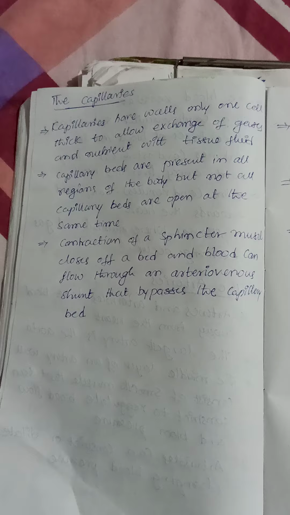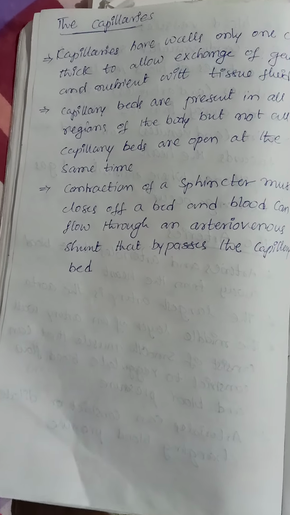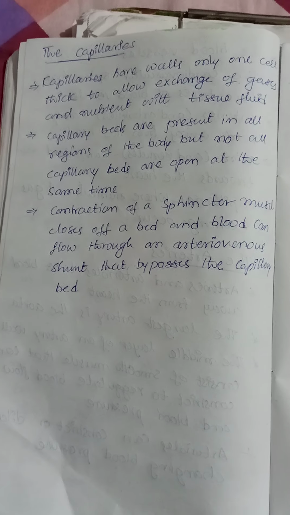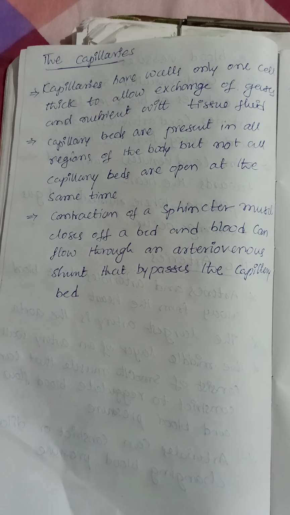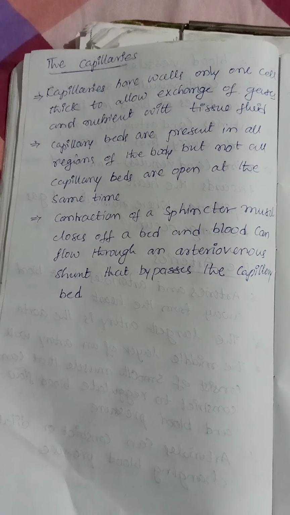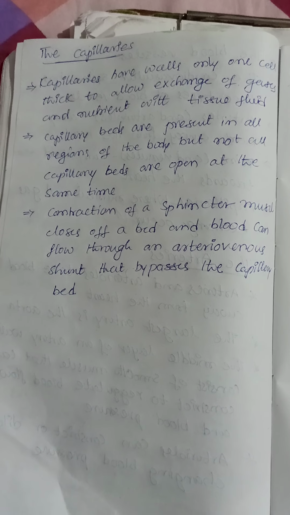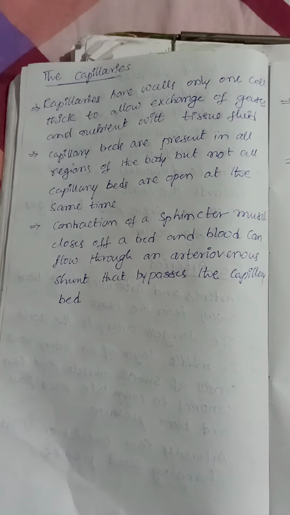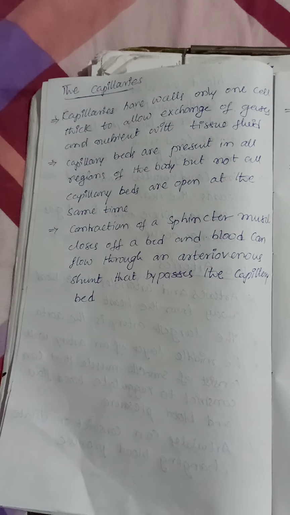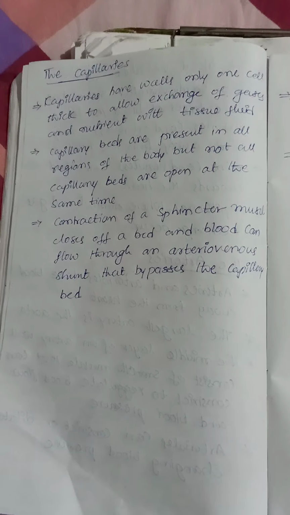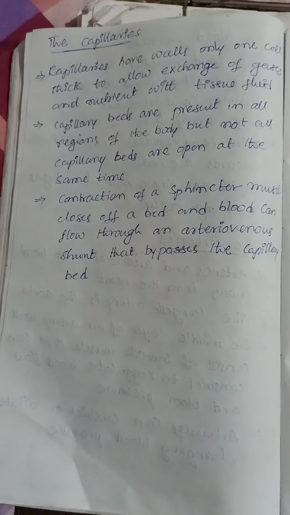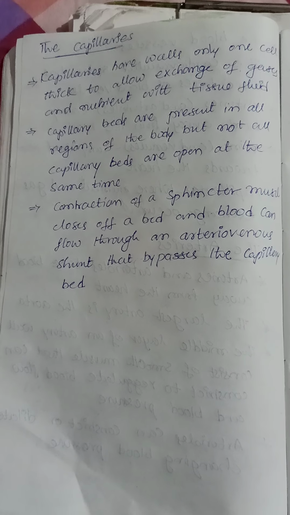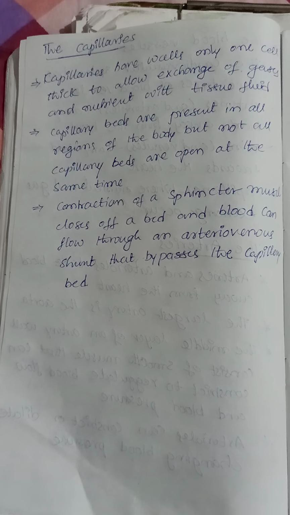So between arteries and veins, interconnected small blood vessels are known as capillaries. Capillaries have walls only one cell thick to allow the exchange of gases and nutrients with the tissue fluid, right? So capillaries are small, and again smaller, blood vessels where nutrient exchange and gas exchange take place.